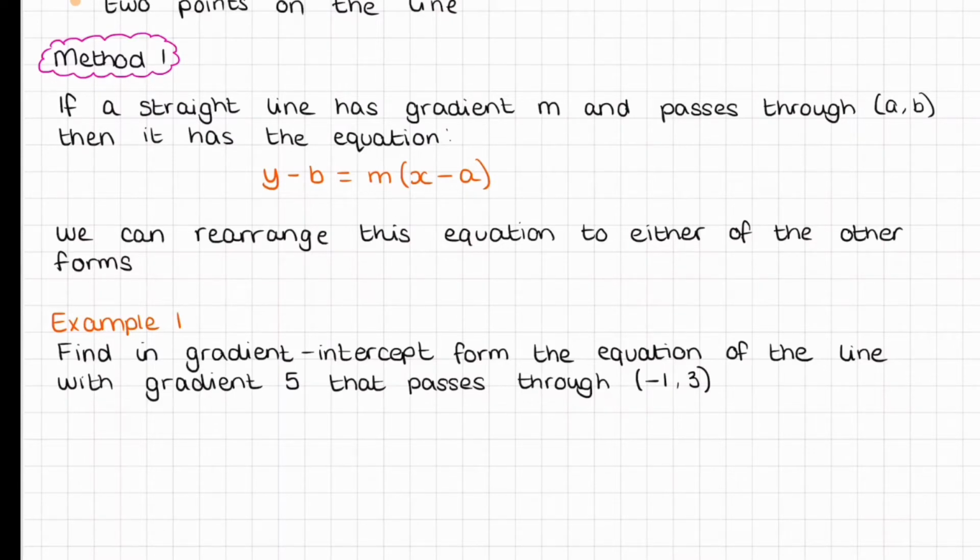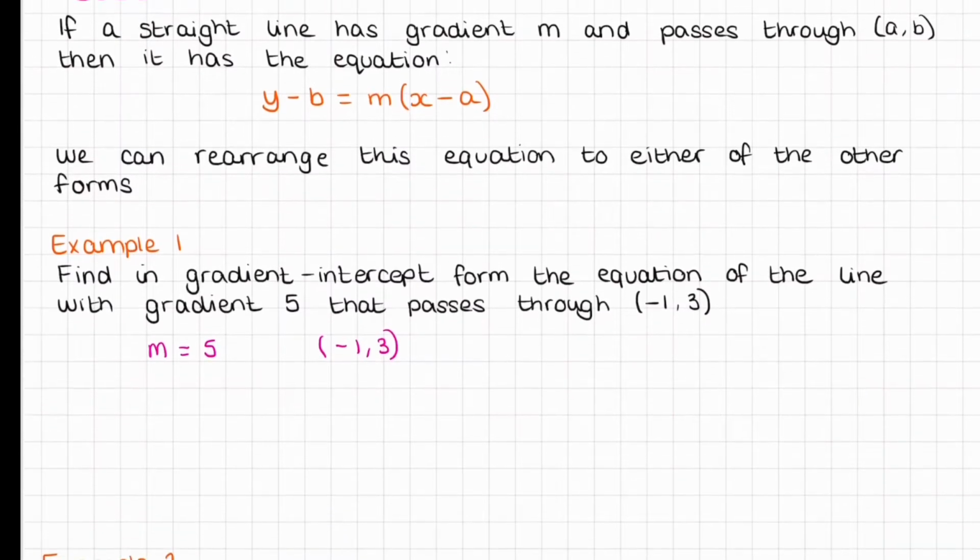So the first example, finding gradient intercept form, the equation of the line with a gradient 5 that passes through -1, 3. So we know from this information we've got a gradient of 5, so m equals 5, and a point that it's going through is -1, 3. And so we can just put this information into the equation of a line. So we're going to have y minus b, so from our coordinate that would be a and that would be b. So you're going to have y minus the y coordinate, so y minus 3 equals the gradient, which is 5, brackets x minus the x coordinate, we've got -1 in there.